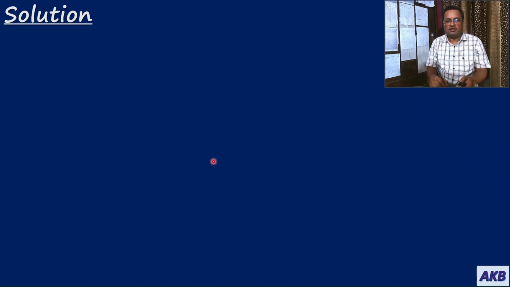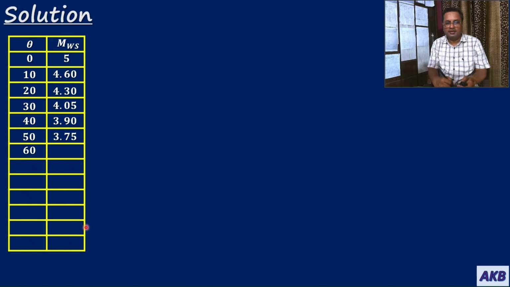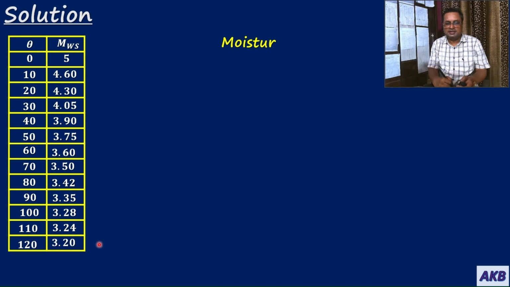Now let us start solving this numerical example. So first, we have the experimental data that is given to us. We have values of MWS, that is mass of wet solids, at various time intervals. I will just quickly note down all the given values. So this is given to us. So we have mass of wet solids after every 10 minutes.